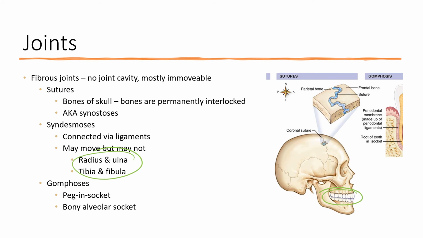And you're familiar with sutures of the skull, also known as synostoses. Those are where they're permanently interlocked. They do sort of grow together. So like you have your fontanelles when you're a baby. Those are cartilage, very, very thin cartilage. So the bones can grow and fuse, but once they're fused, they're not coming apart unless you break something.